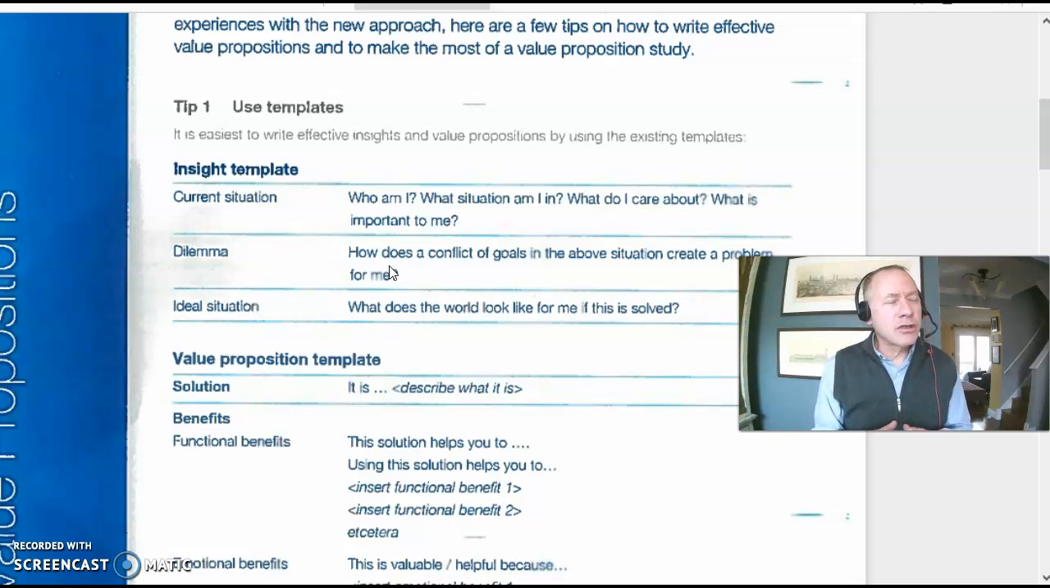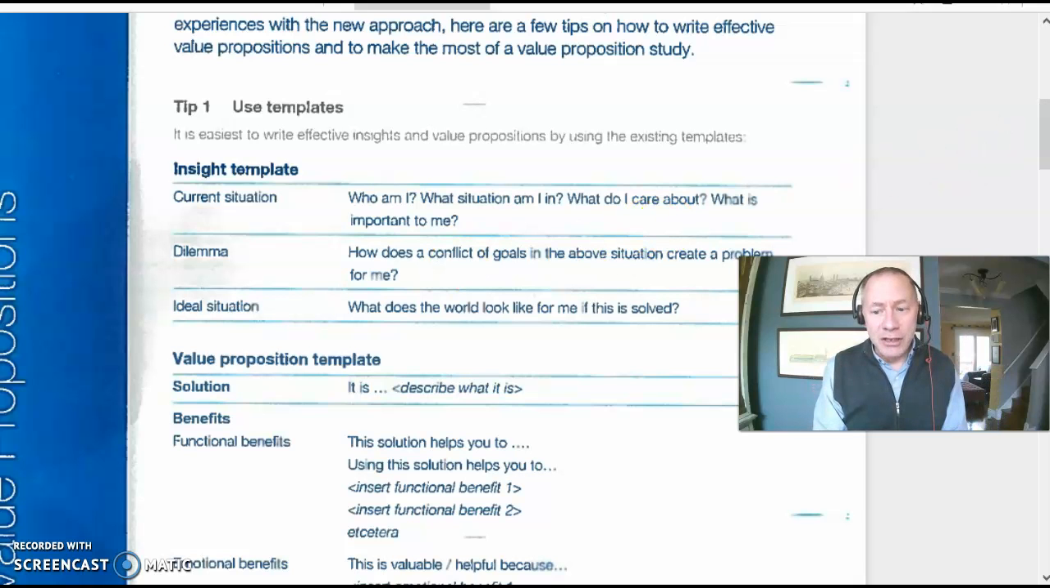The current situation is always written as an I statement, from the stakeholder for whom that dilemma will be solved. So it's who am I, what situation am I in, etc. Then the dilemma: what problem do I have? And then the ideal situation: wow, if this can be solved, what would it look like? So that's the insight piece.